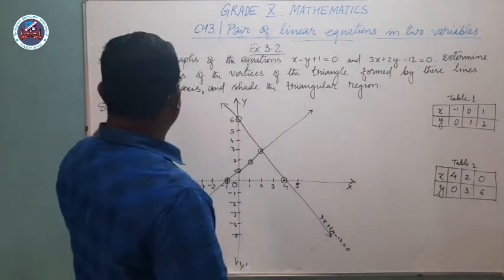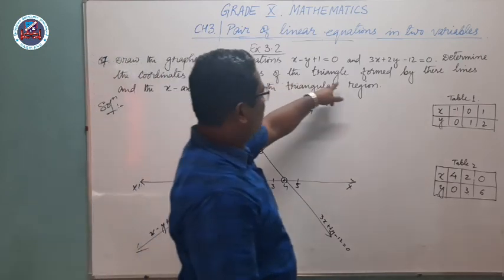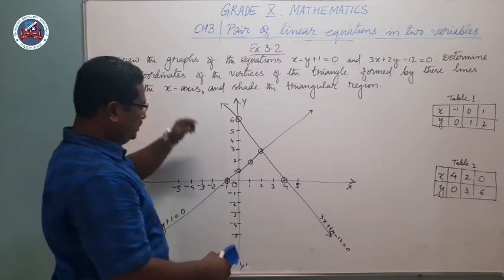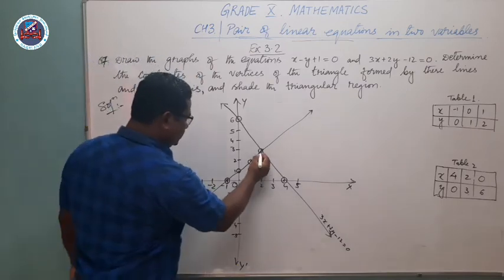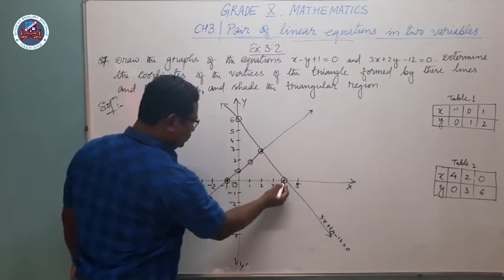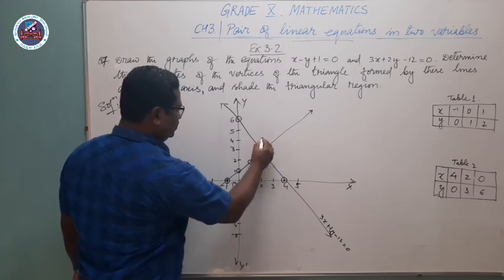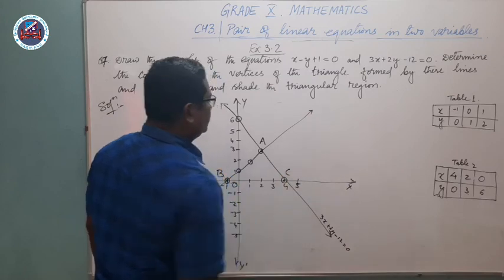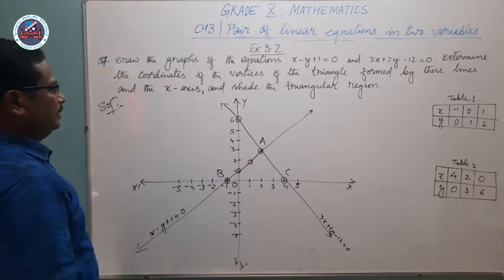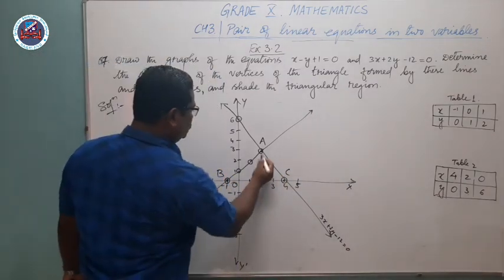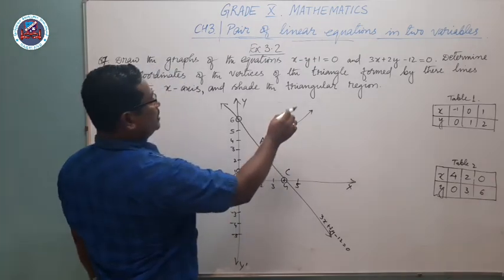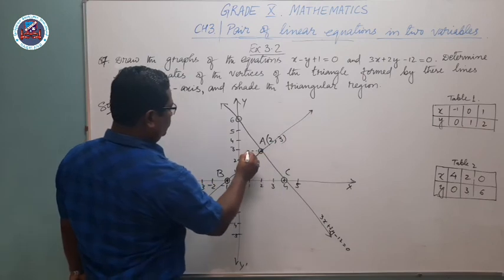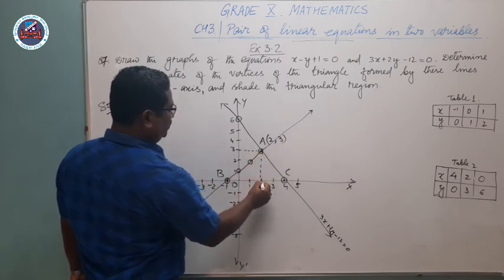Then determine the coordinates of the vertices of the triangle formed by these two lines and the x-axis. This is your x-axis. So your triangle you can name as A, this one as B, this one as C. So these are the coordinates. For A, x value is 2, y value is 3, so it will be 2, 3. The y value you get from here, the x value from here.